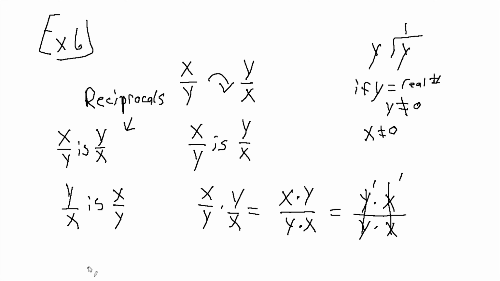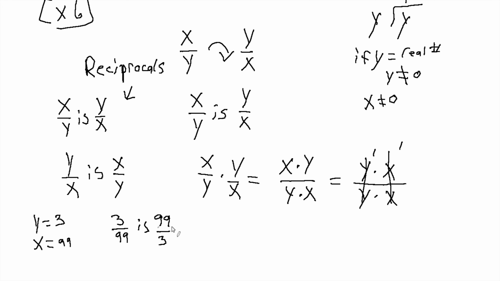So say we have some random number 3 as y, and x is 99. So if we have 3 over 99, what is the reciprocal? It'd be 99 over 3. You flip the fraction. Let us see if we have done the reciprocal correctly. Well, you just multiply the 3 and the 99. You get a 3 on top, and the 99 on the bottom multiplied by the 3. See if there's a 3 on top, yes, and a 3 on bottom.